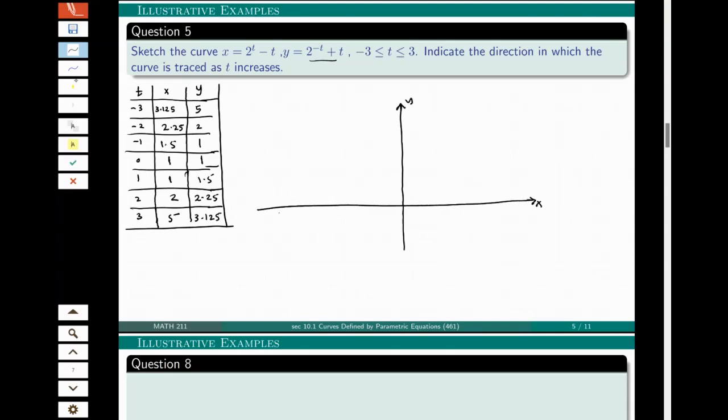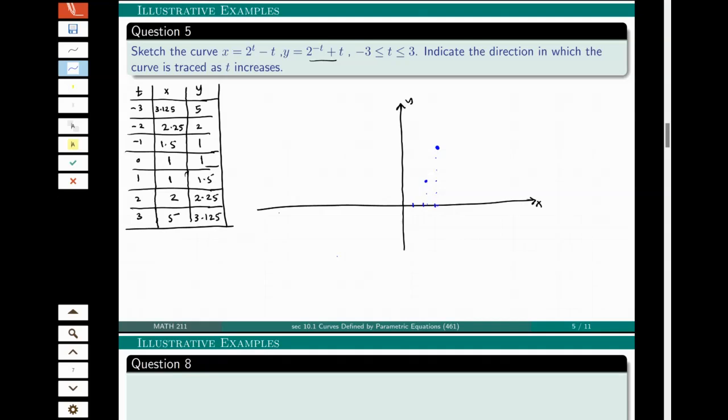This is the x-axis, that's the y-axis. So we have x is 3.125 and y is 5. So this is 1, 2, that's 3, and 1.25, and 5. This is 1, 2, 3, 4, 5. Then we have 2.25, 0.25, and 2.